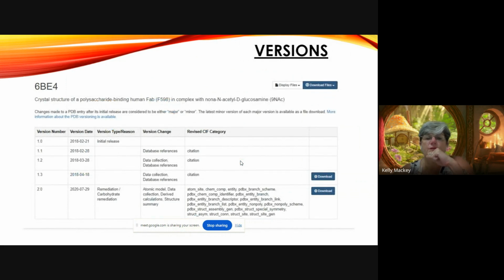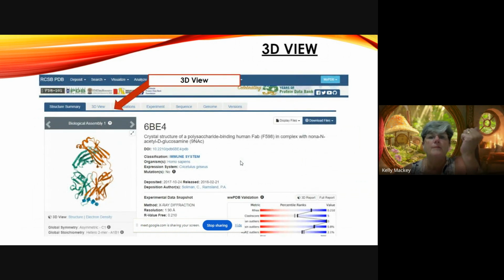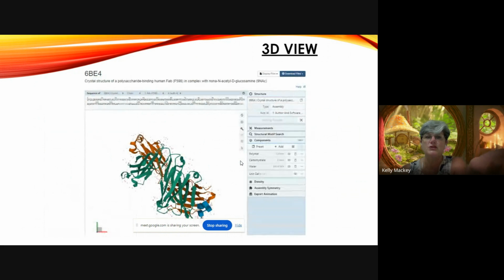So here's a whole bunch of different versions of 6BE4. Anytime they refine it, they make it to a better resolution, or something has been improved on it, they give you this. The 3D view is, again, all of that stuff that Coot finally did. When you decide you've got that structure and it fits perfectly and you deposit it to this PDB, this is what you get. And there's a bunch of different programs that'll help get this. This is a publishably high quality image of exactly where all of the amino acids are situated in relation to one another in the crystal.